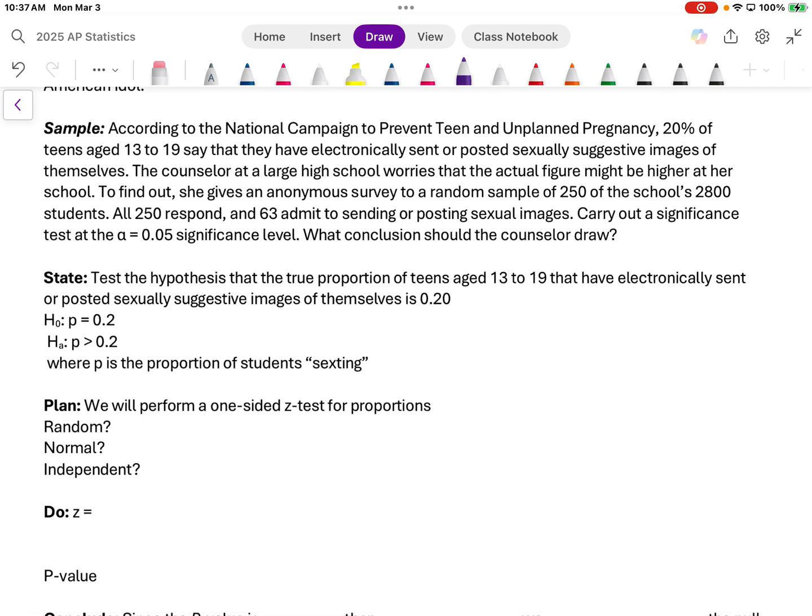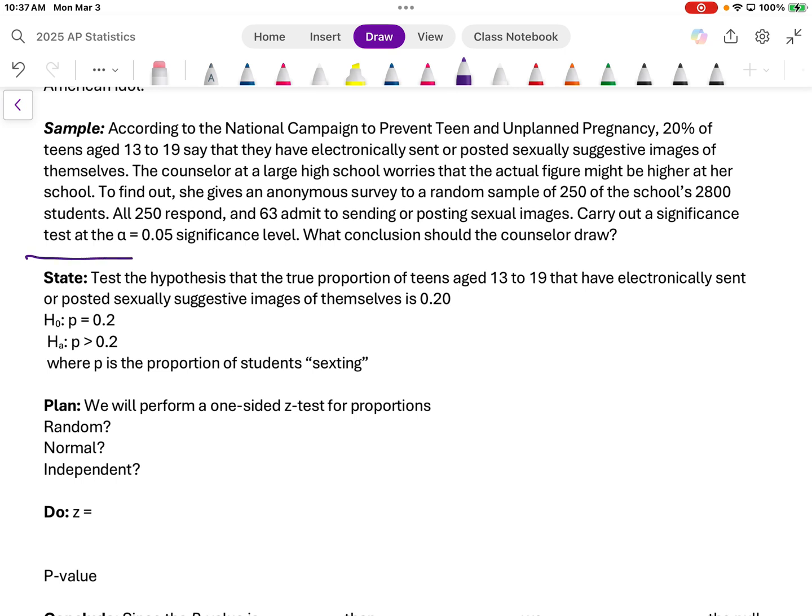According to the National Campaign to Prevent Teen and Unplanned Pregnancies, 20% of teens aged 13 to 19 say that they have electronically sent or posted sexually suggestive images of themselves. The counselor at a large high school worries that the actual figure might be higher at her high school. To figure it out, she gives an anonymous survey to a random sample of 250 of the 2,800 students in the school. All 250 responded, and 63 admitted to sending or posting sexual images. Carry out a significance test at an alpha of 0.05 level. What conclusions should the counselor draw?